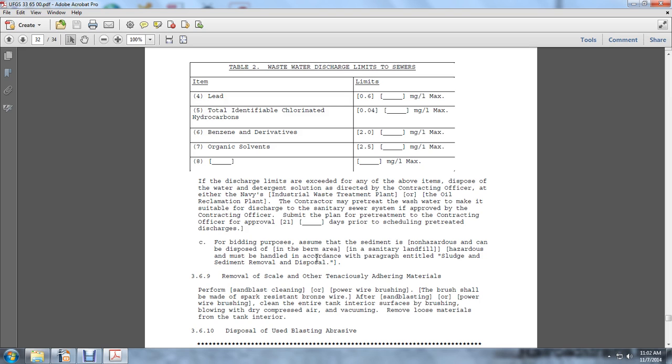Some of the sediment is non-hazardous and disposed of in the berm area, the sanitary landfill. Hazardous sediment must be handled in accordance with the paragraph entitled Sludge and Sediment Removal and Disposal.